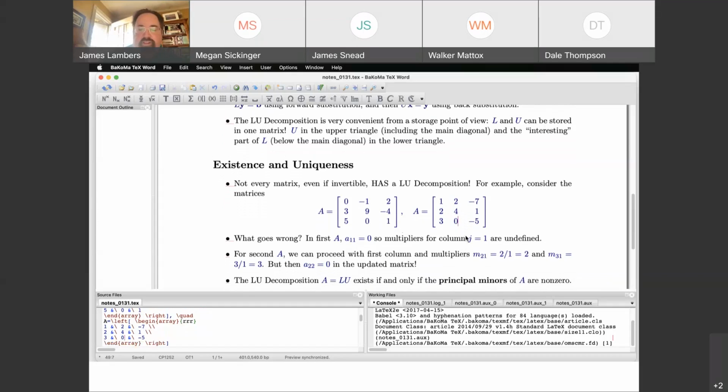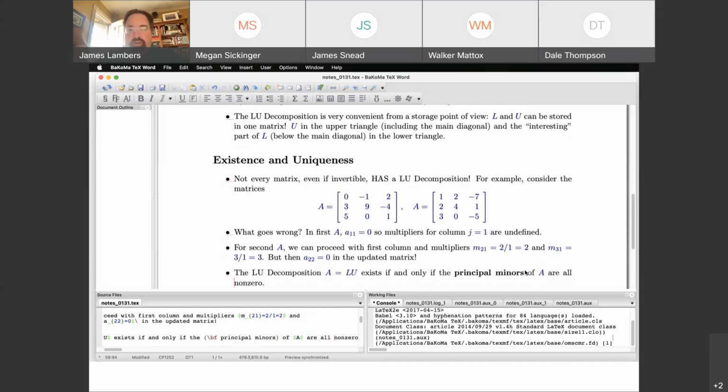Now, there is a criterion for the LU decomposition existing. It requires that the principal minors of A are all non-zero. I need to explain what a principal minor is, of course.